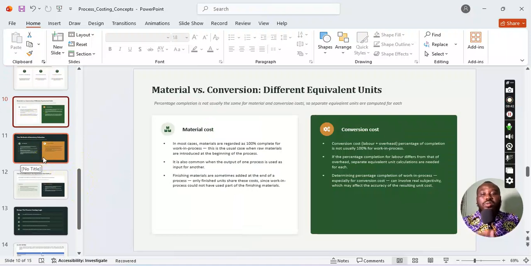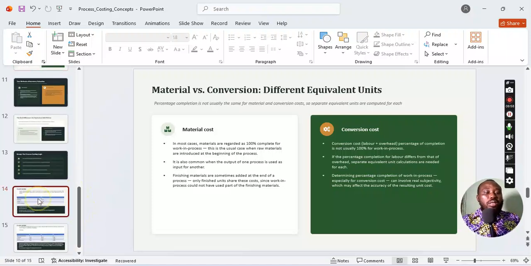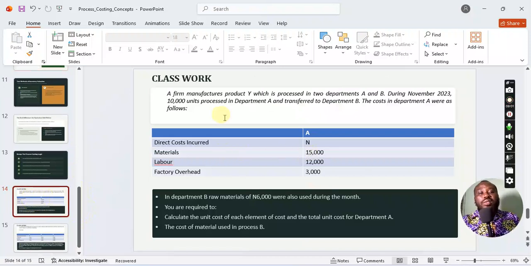So we know that process costing entails having to convert some products to finished products. It involves various stages, various steps for us to ensure that we complete the process. So let us check out some typical questions.